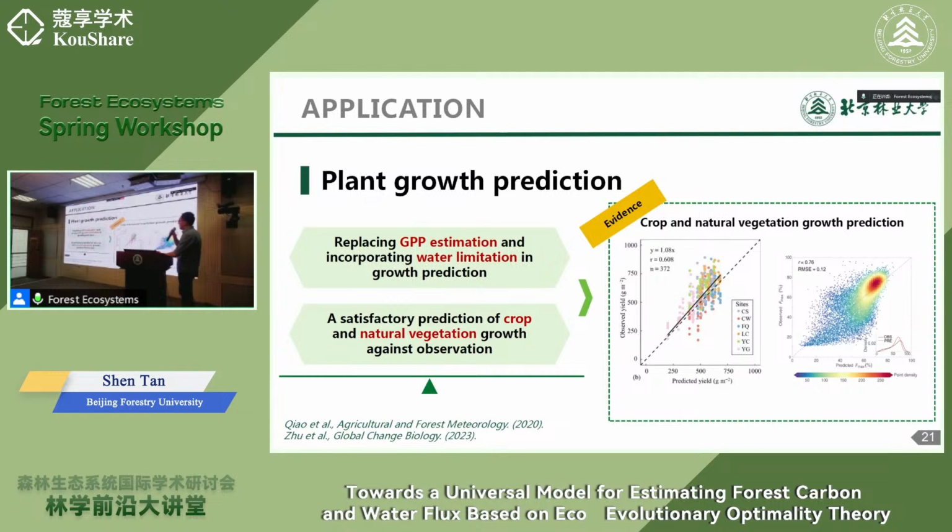And good news is that this optimality theory can be further applied to tree growth prediction. A very recent study has been accepted by Science, to predict the stem photosynthesis rate and stem respiration based on this theory. So I mean, the eco-evolutionary optimality theory is a very useful theory to support tree growth prediction.